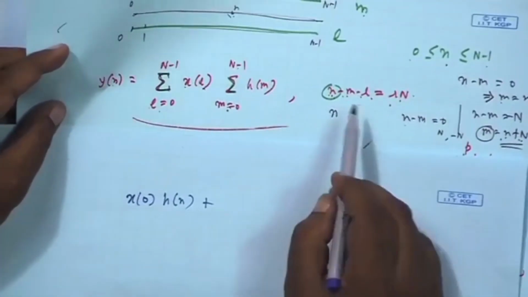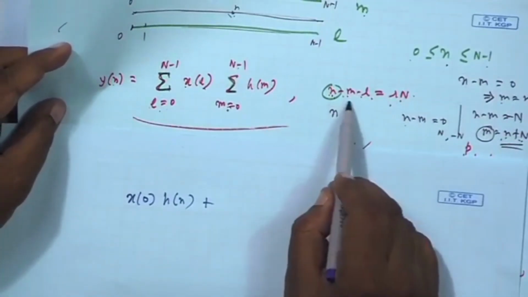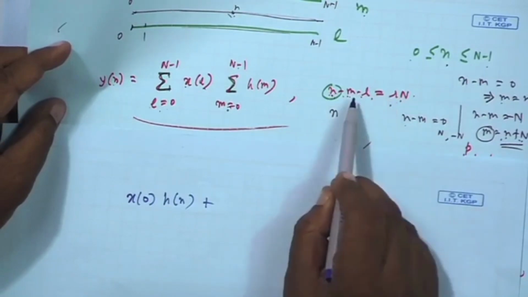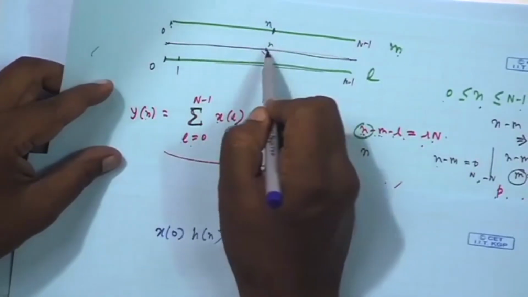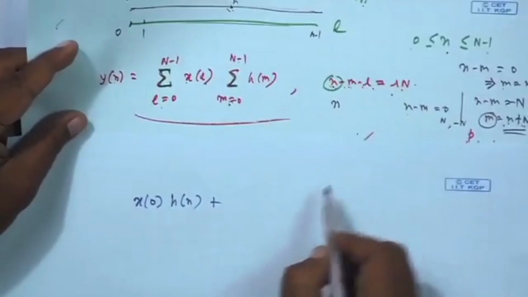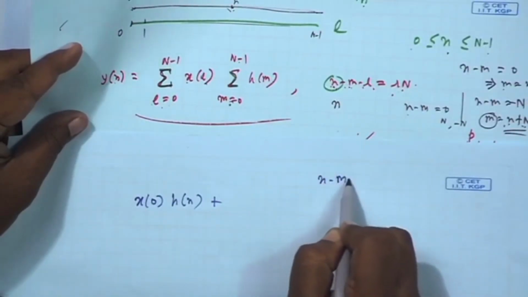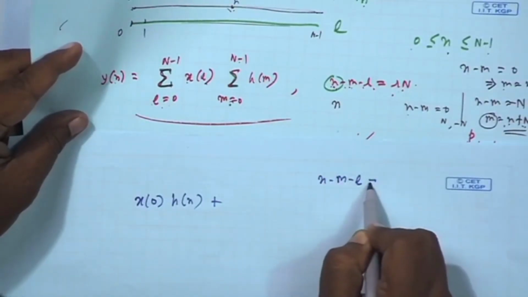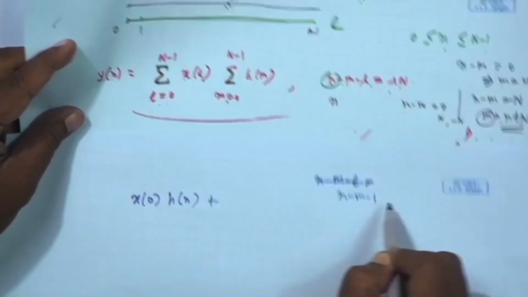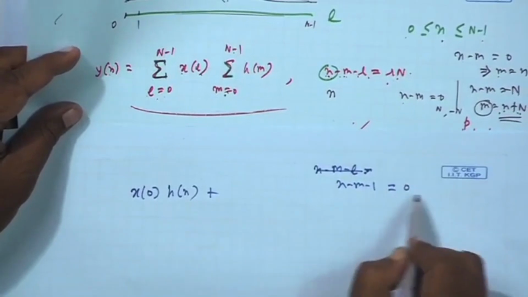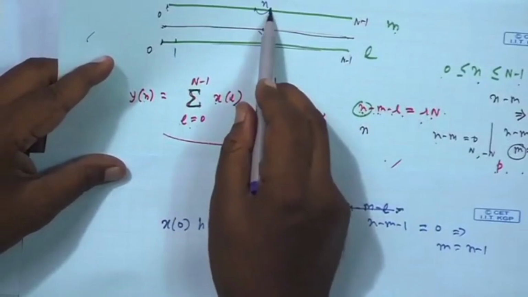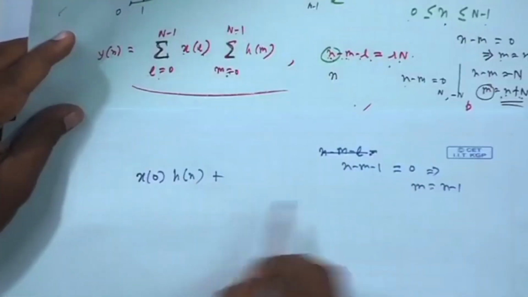If L is 1, what should m take? It is n minus m minus 1. If it is 0, m will be n minus 1, that is this side. This is now n minus m minus 1. Either this should be 0, which means m is n minus 1, which is fine. Small n is here, so n minus 1, that is fine.